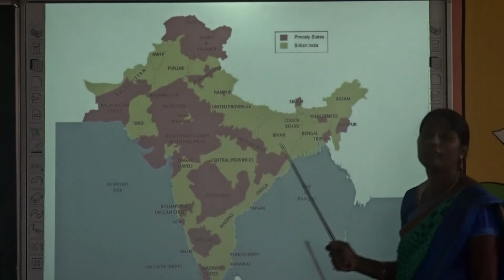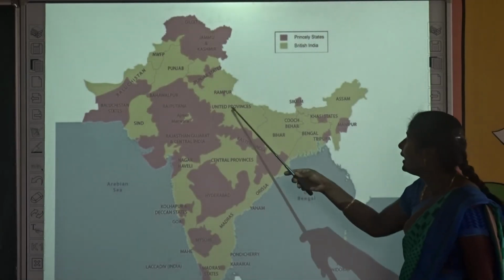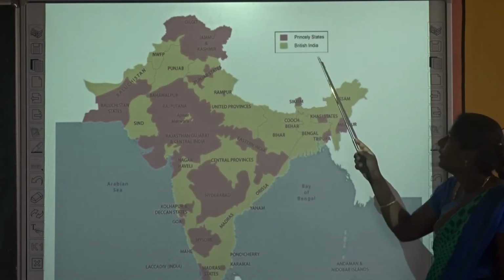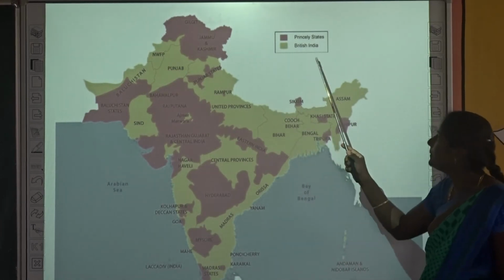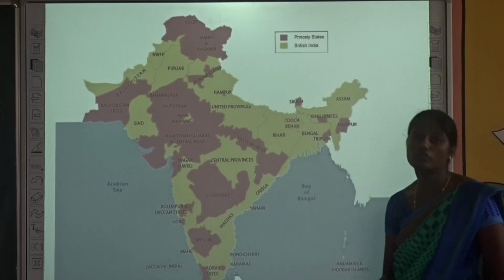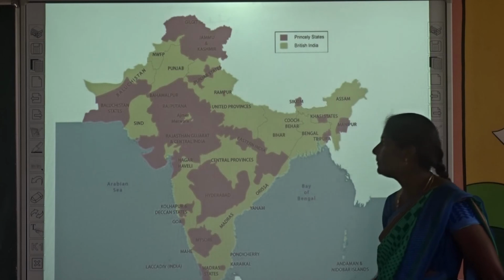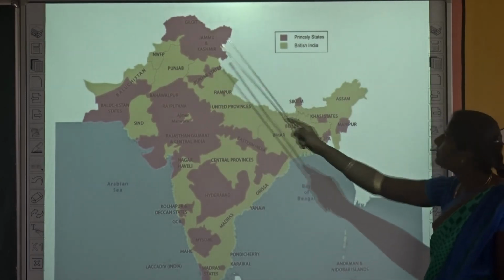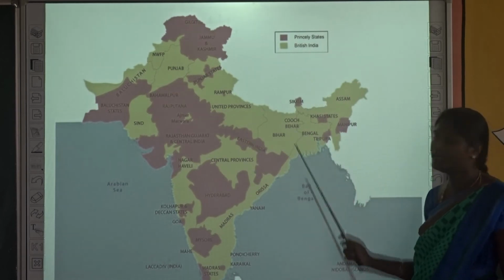Now it is time for your map. So the yellow colored regions are ruled by the British, and the red color is princely states, the states which could not be captured by the British. So here you can understand all the yellow colored states were captured by the British. They only ruled all the yellow regions.